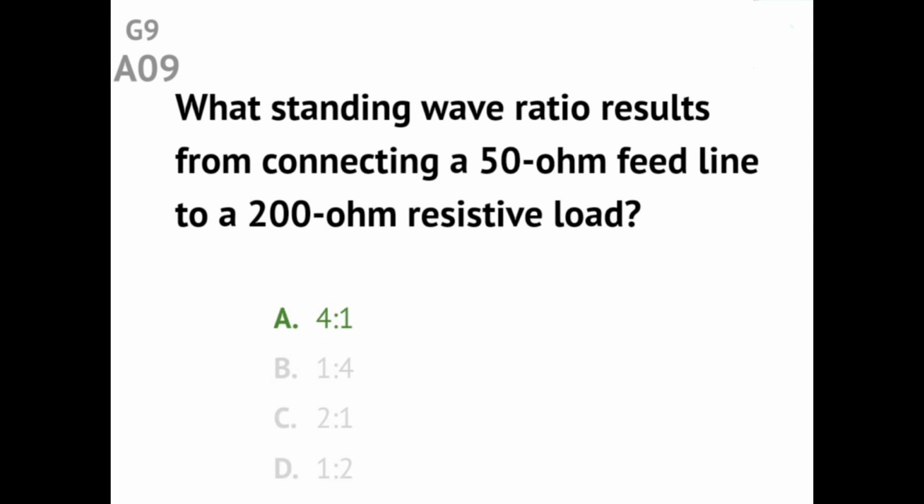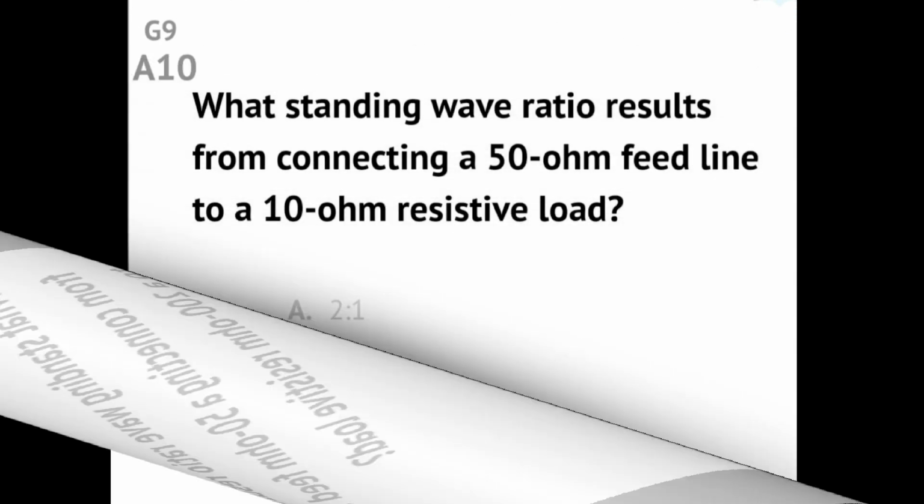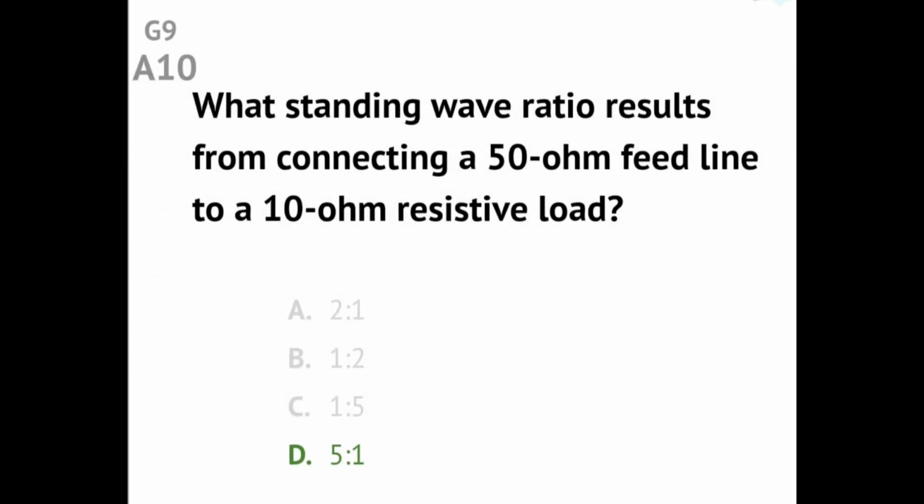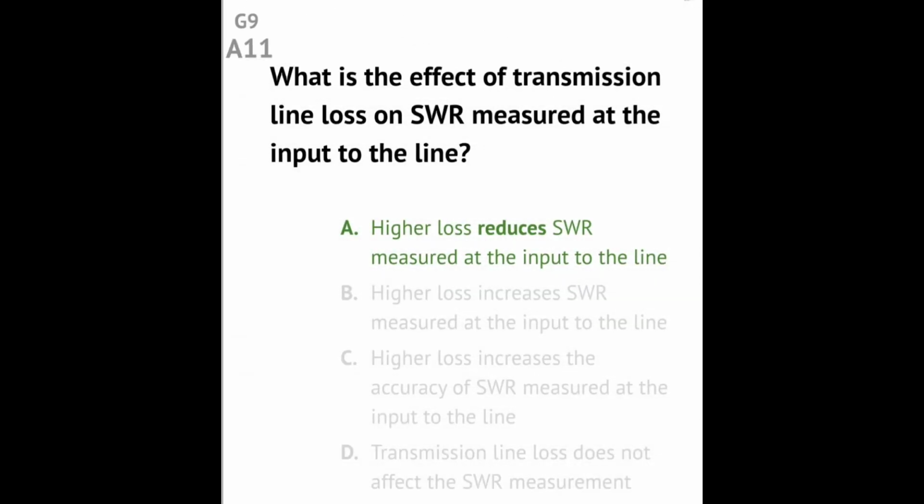Question G9A09. What standing wave ratio results from connecting a 50 ohm feed line to a 200 ohm resistive load? Answer: 4:1. Question G9A10. What standing wave ratio results from connecting a 50 ohm feed line to a 10 ohm resistive load? Answer: 5:1. Question G9A11. What is the effect of transmission line loss on SWR measured at the input to the line? Answer: higher loss reduces SWR measured at the input to the line.